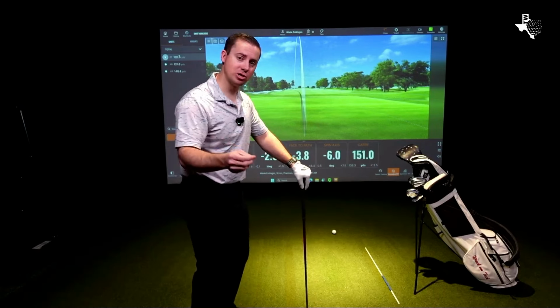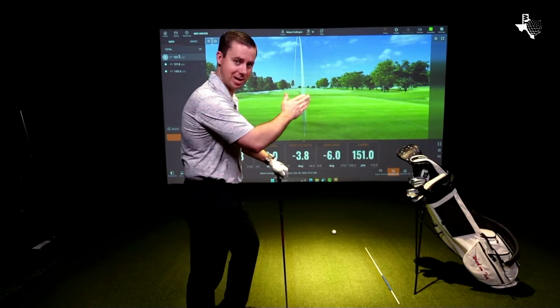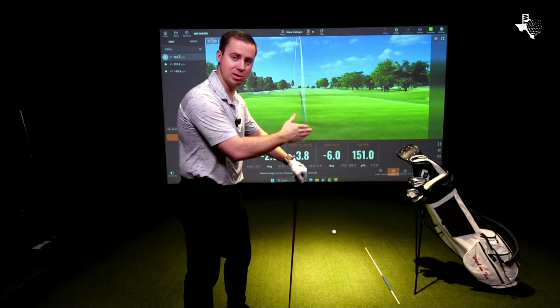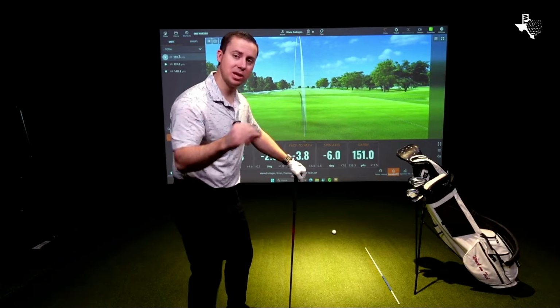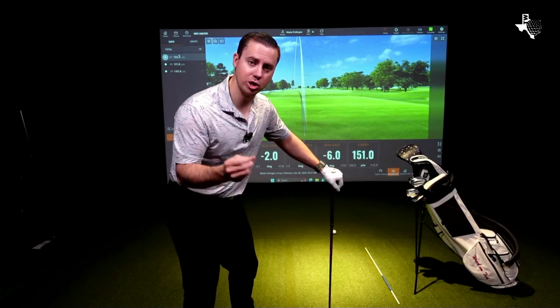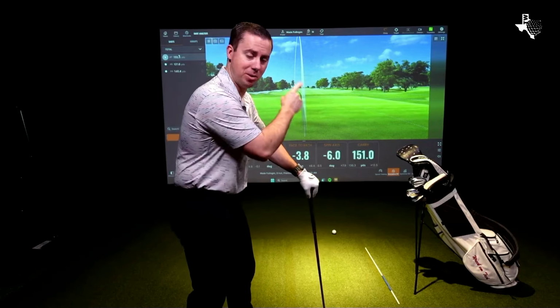So a push is when your path and your face are both to the right for a right-handed golfer. Okay, so let's just say +2 path and a +2 face. Because there's not a separation and your face to path will be 0, the ball's not going to curve. But because your face is pointed right, it's going to be a straight push.